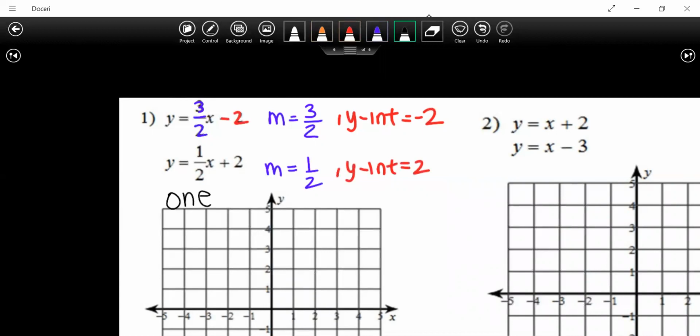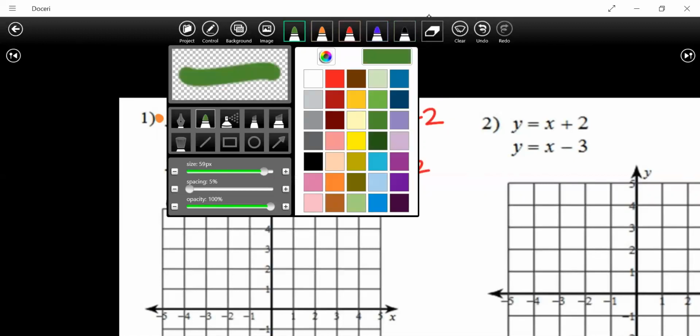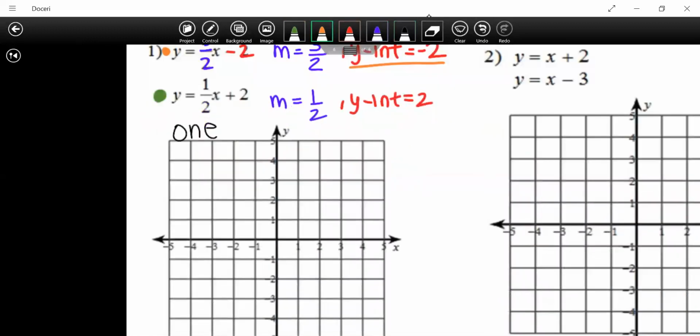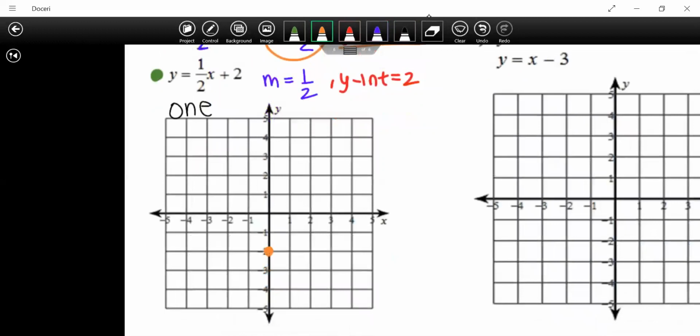So here we go. We want to graph it and find out the solution to the set. I'm going to graph the top one in orange, and I'll do the bottom one in green. Okay, I'm going to do the top one. I'm going to do my y-intercept first, so I'm going to go down 2 right here. And then I'm going to do my slope. From my point, I'm going to go up 3 over 2.